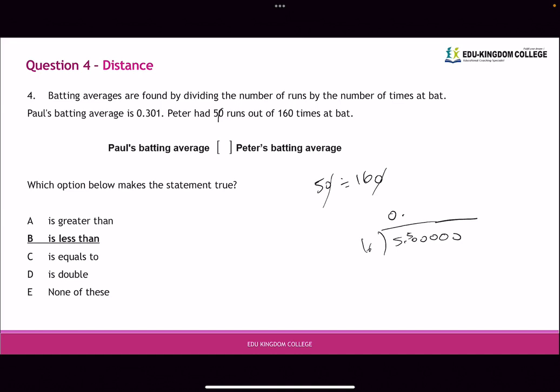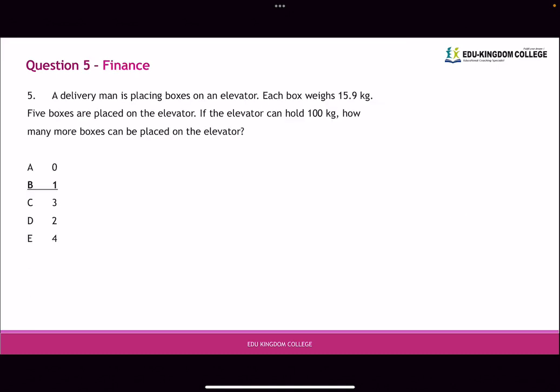16 goes into 50 3 times, leaves over 2, goes into 20 once, leaves over 4, goes into 40 twice, leaves over 8. Okay, and then goes into that 5 times. So 3, 1, 2, 5. Which means that Peter has a greater batting average than Paul. So Paul's batting average is less than. So that's part B.